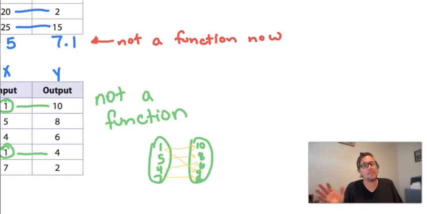So tables are really, really easy to tell if something's a function or not. You just look at the input column and see, do I have any inputs that occur more than once? And then check and see if I do have a repeated input, probably it's not a function, but then are the outputs different? In this case, yes, the outputs were 10 and 4, so not a function.